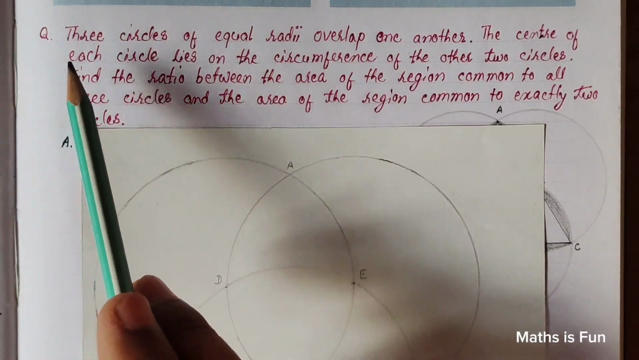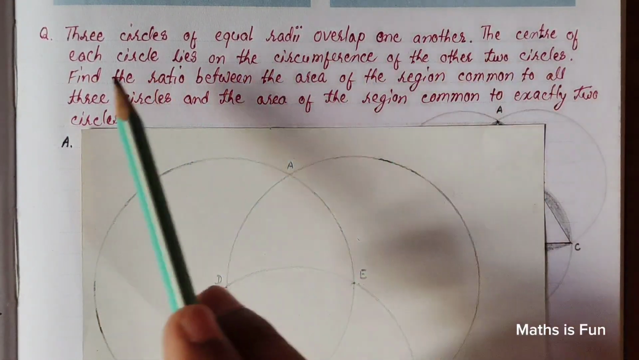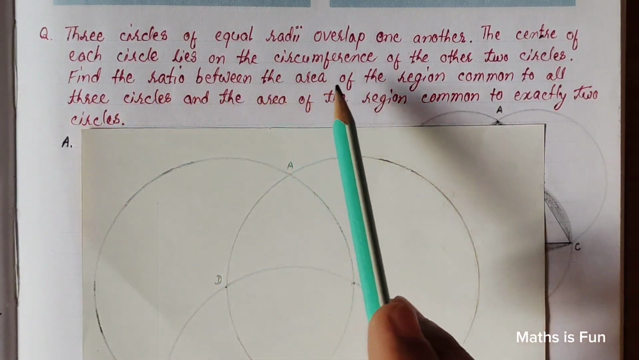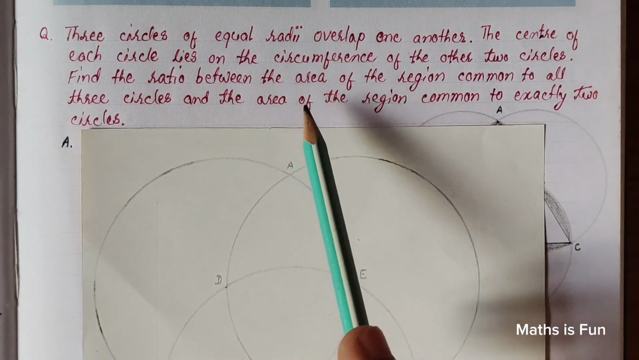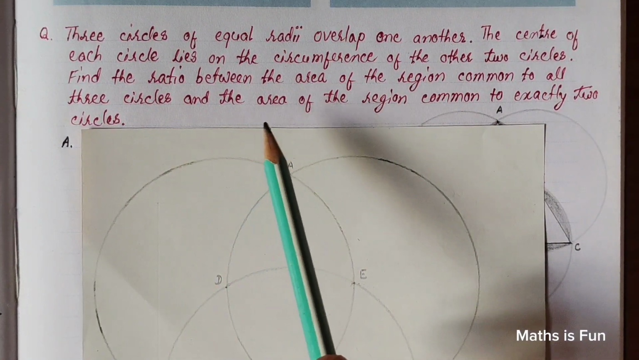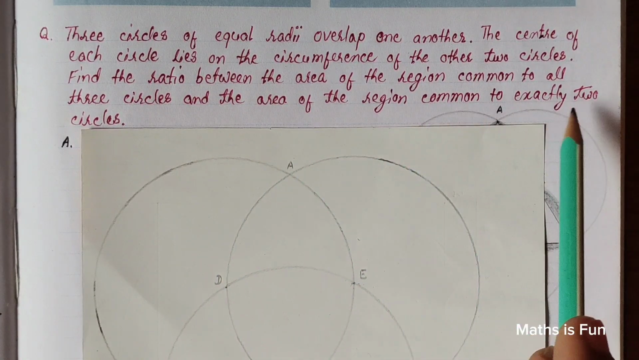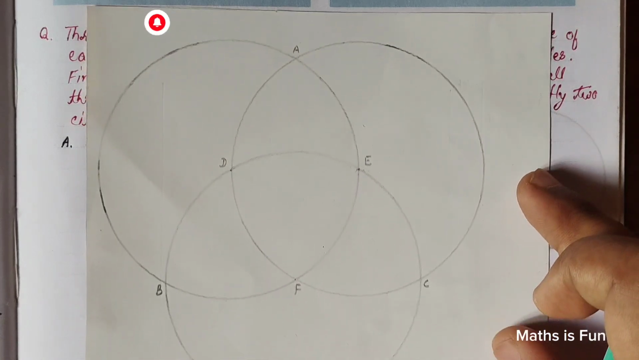The question says that three circles of equal radii overlap one another. The center of each circle lies on the circumference of the other two circles. Find the ratio between the area of the region common to all the three circles and the area of the region common to exactly two circles. So let's understand the question first.